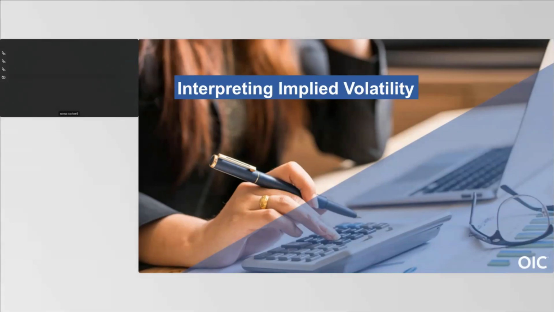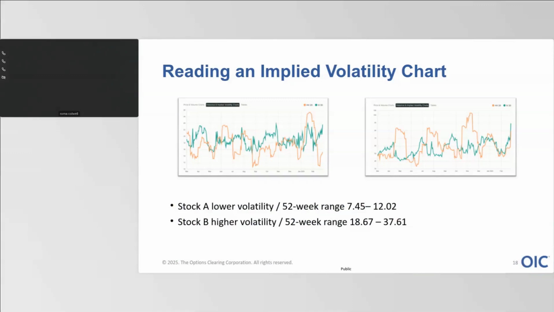Interpreting implied volatility. This graph right here, I took right off of our website if you wanted to go and look at our implied volatility charts. Stock A has a lower volatility. It's probably hard to see, but on the left here you can see that the range is 7 to 12, so we have a volatility that is 7.5 to 12 at the highest.